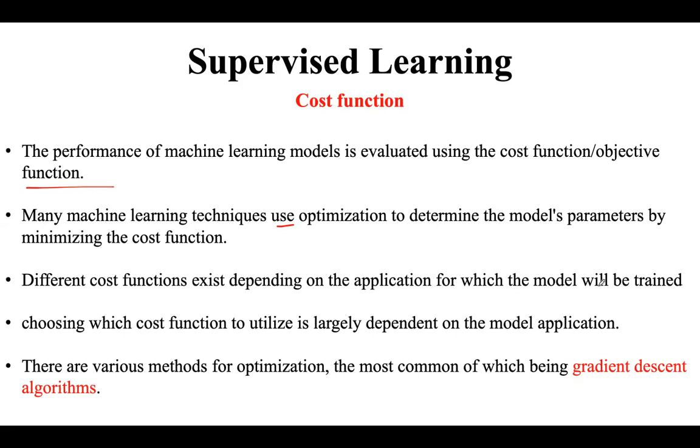But finding the suitable cost function depends on our application. Like in classification, we need to use logistic regression. For linear regression, we need to use mean-square error. There are various methods for optimization, the most common of which being gradient descent.